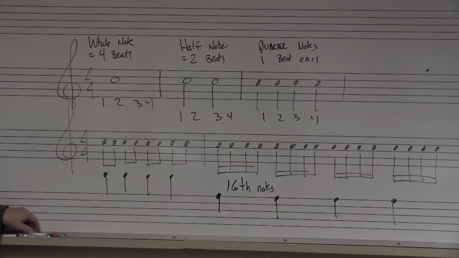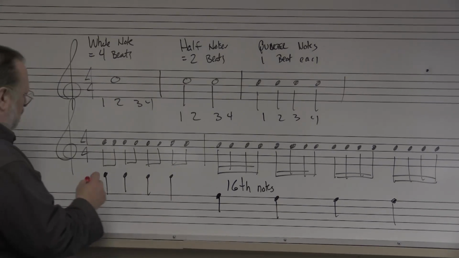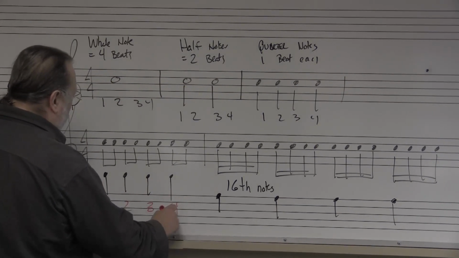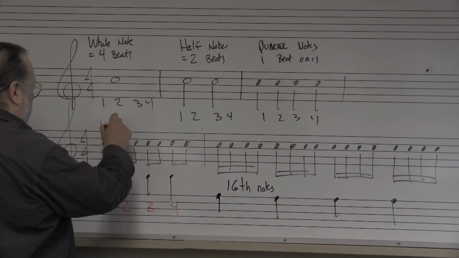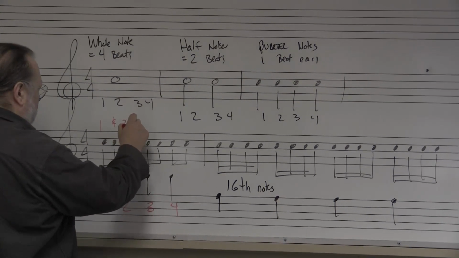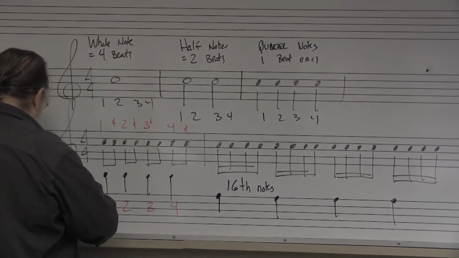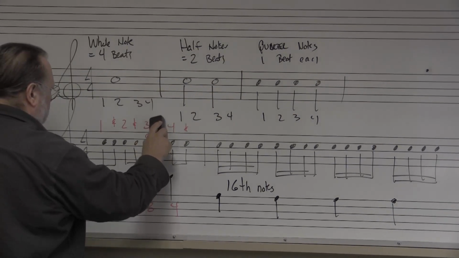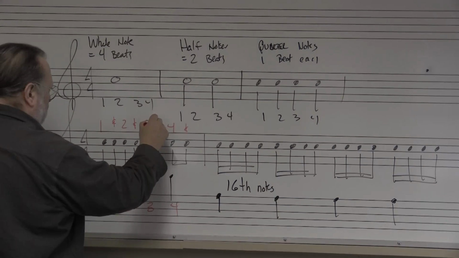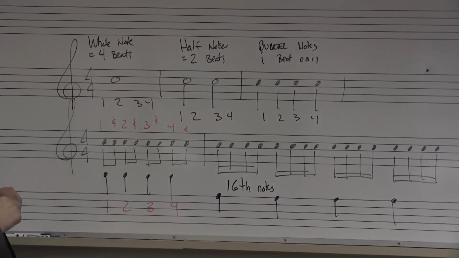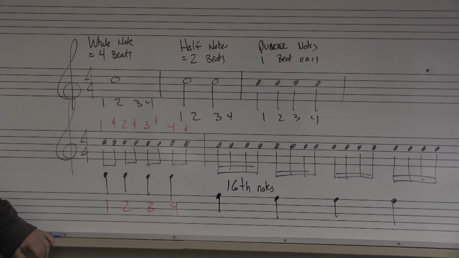All right, now for the eighth notes, we count the quarter notes 1, 2, 3, 4, right? The eighth notes are counted 1 and 2 and 3 and 4 and. So now the next item on the list is how do we count 16th notes? Does anybody already know? Is it 1 and a 2? There you go.